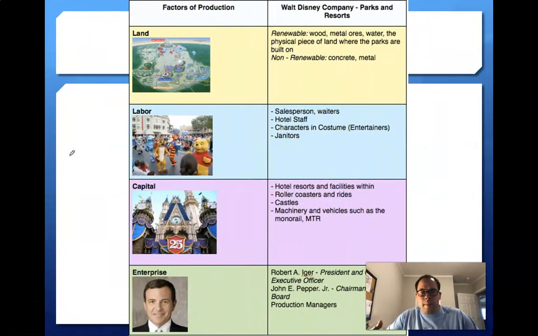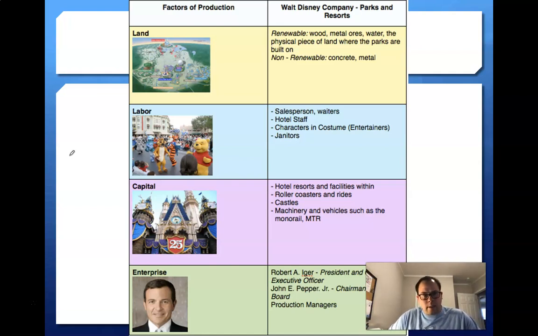So let's look at how the factors of production go into Walt Disney World, or the Walt Disney Company and its resorts and parks. Land is the physical piece of land where the park is built, the wood, the metal ores, the water, anything that goes into producing one of the Walt Disney World parks. Labor is all of the people working there: the salespeople, the waiters, the hotel staff, the characters in costume, entertainers, the janitors.